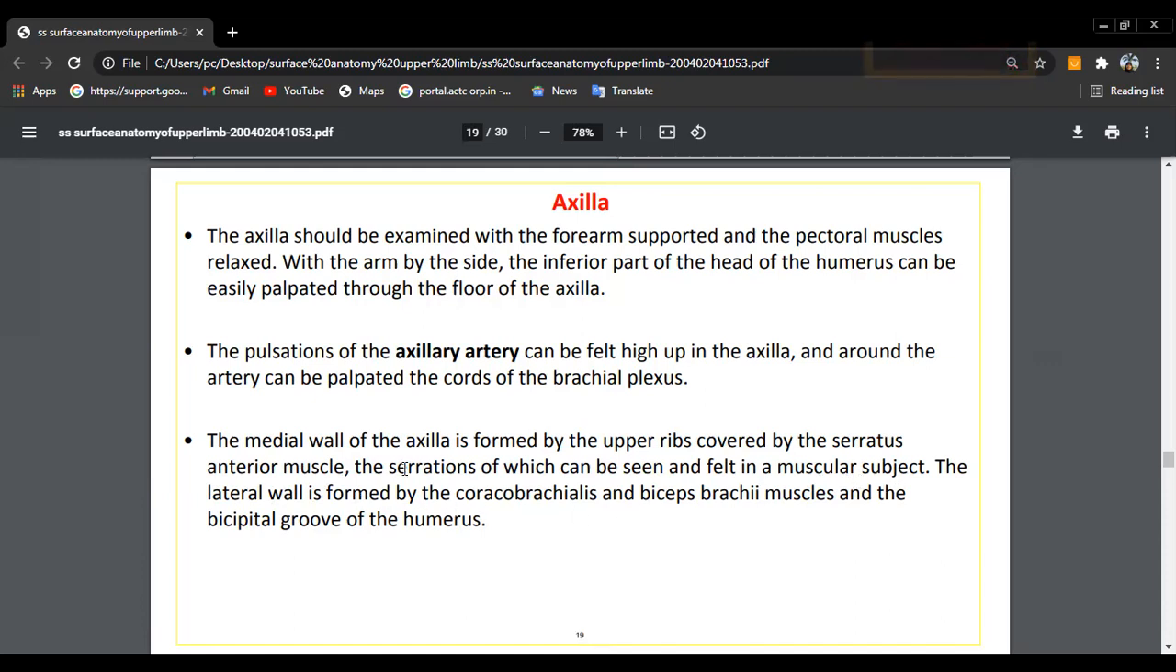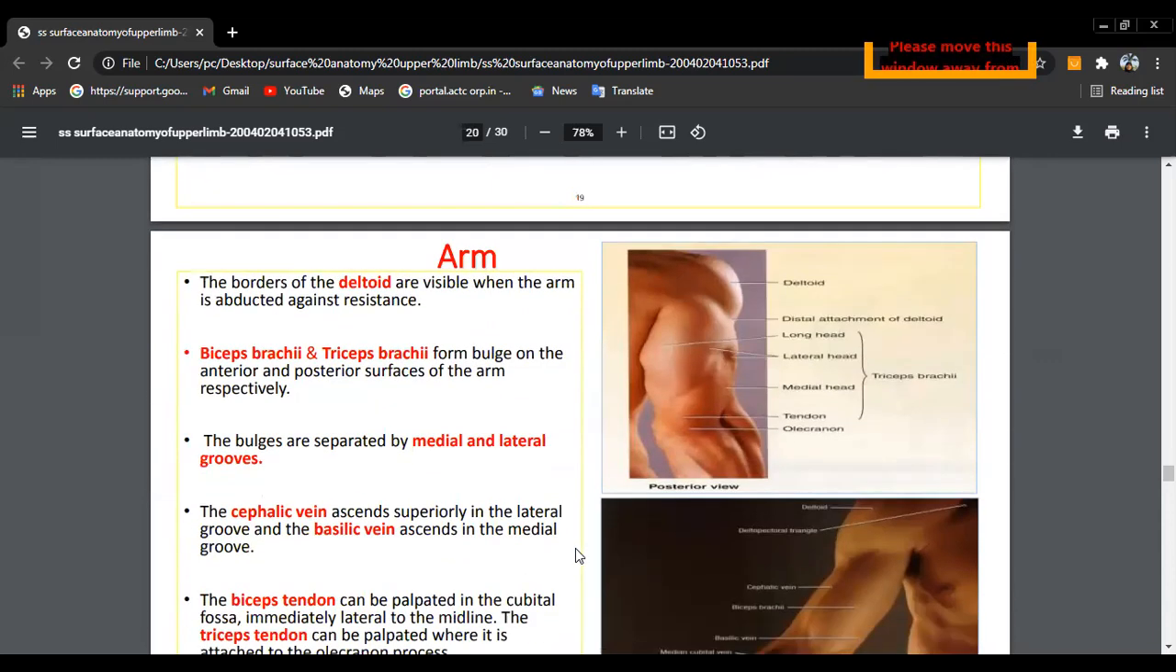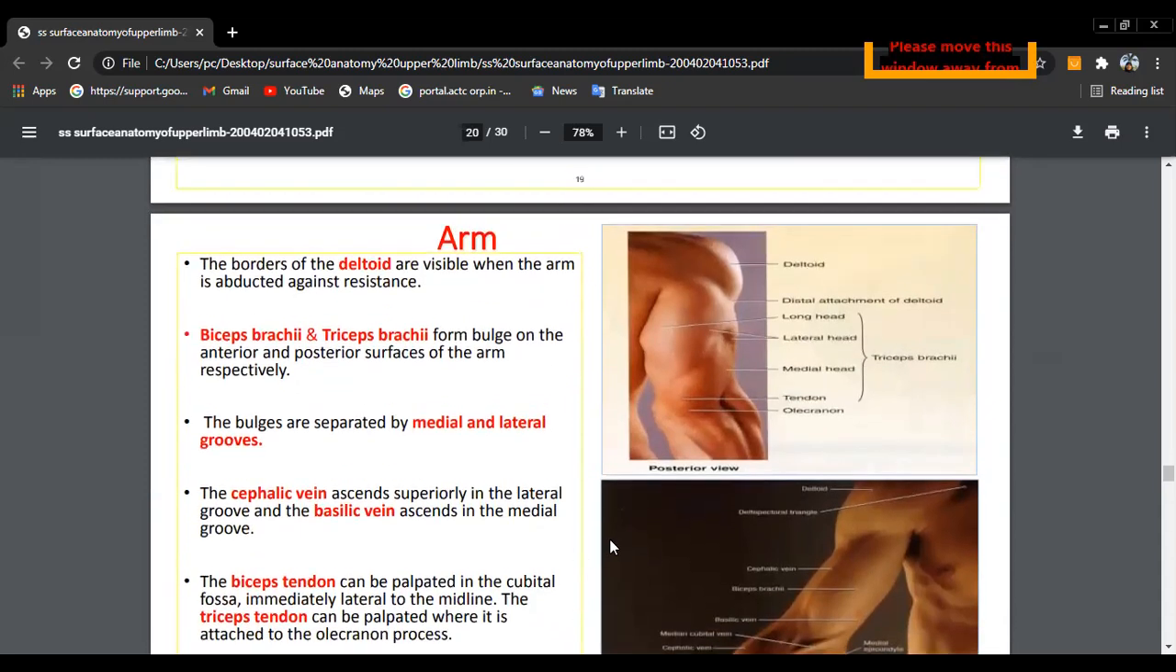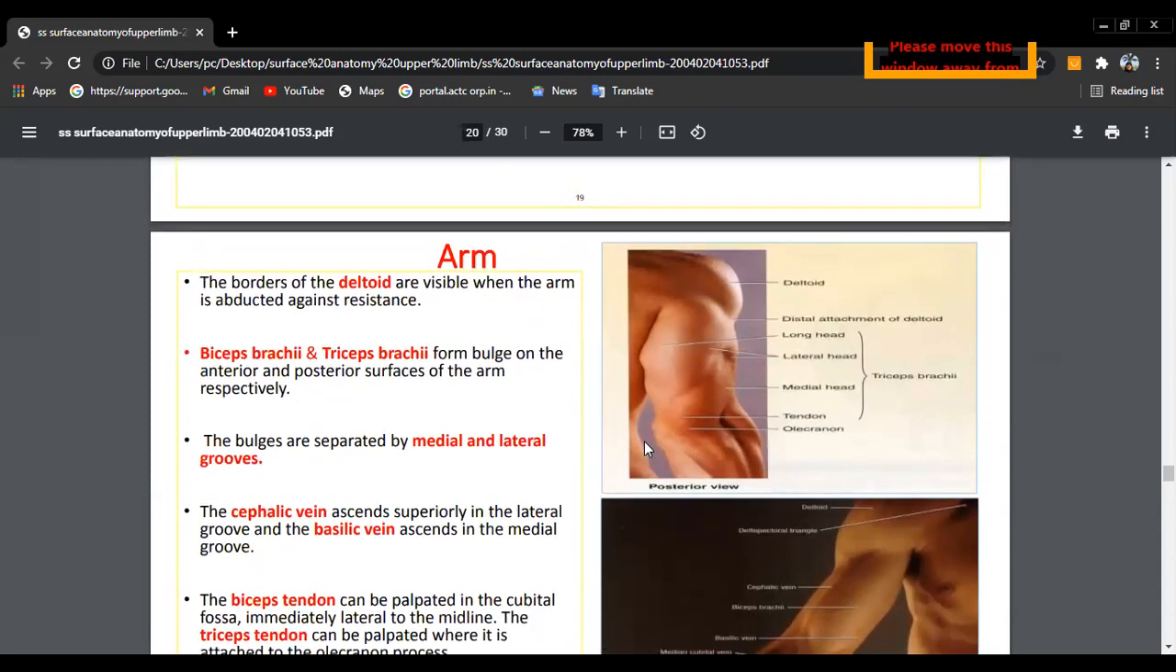So for 2019 batch, serratus anterior has come as an essay question. So anything is possible. So we have discussed this serratus anterior in our previous classes, isn't it? Now coming, once we are done with the axilla, arm also, I have shown you many times during my lecture just now. So what are the various muscles you have?